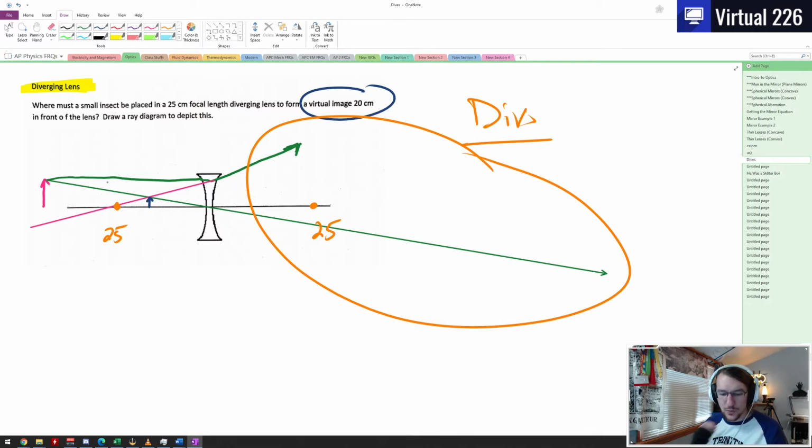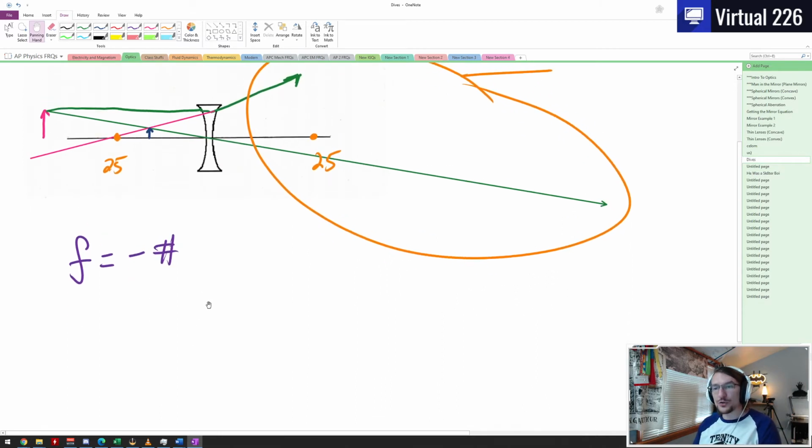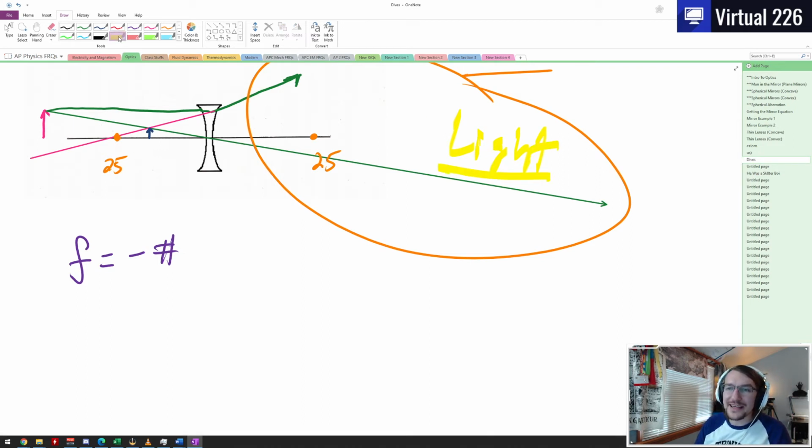If we wanted to actually work out the math here and prove what would be happening, it is very important to remember that for a diverging lens, our focal length will be negative. So our focal length is a negative number. Not only this, but the light is physically on the right-hand side. Because we see the image over here on the left, this also means that our image distance is going to be a negative number as well.